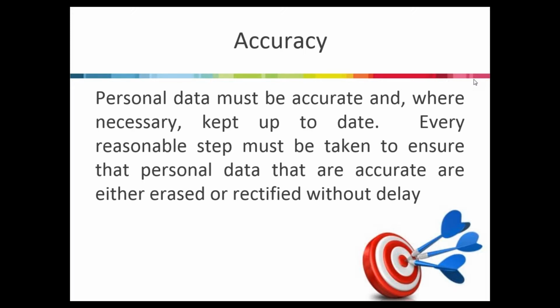It's important that the personal data that you hold on an individual is accurate. Some data will be subject to change, such as a list of addresses or details of people's surnames. It's for the organisation holding the data to decide when it's necessary to keep such data up to date.